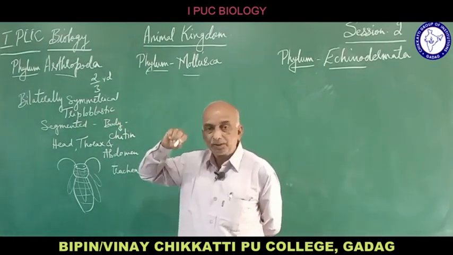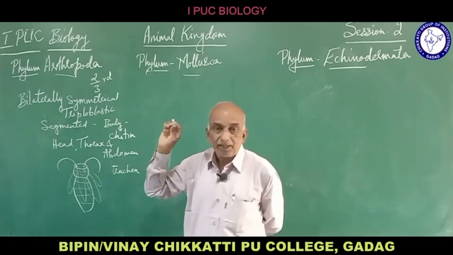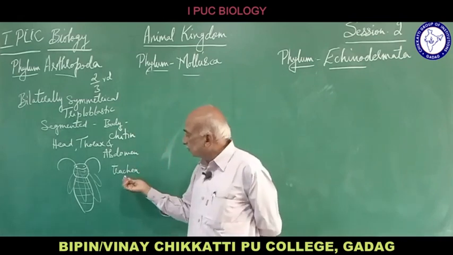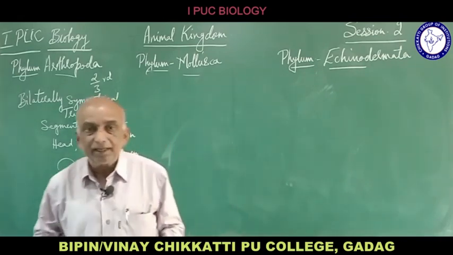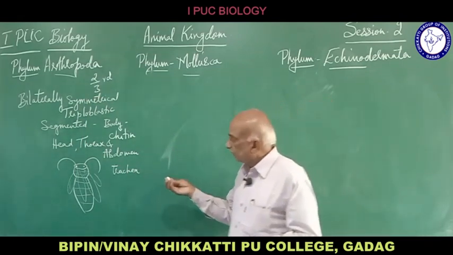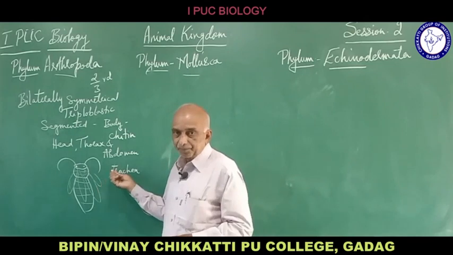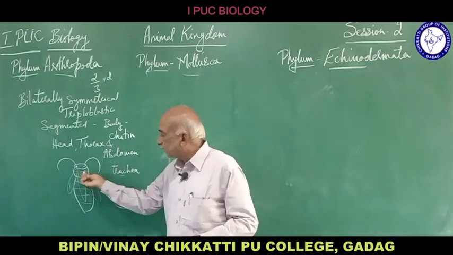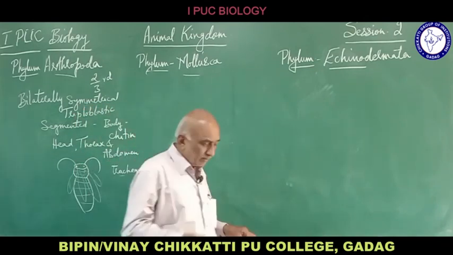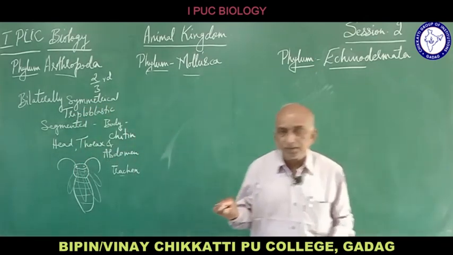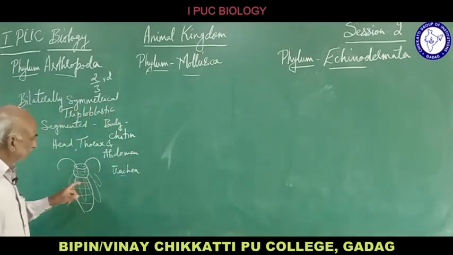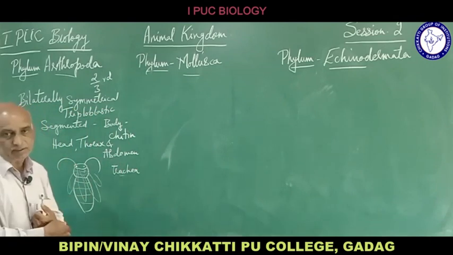Arthropods are found in both land and water. There are animals living in water, and there are animals living on land. So usually the aquatic animals have gills, and some have book lungs, and especially the terrestrial animals have trachea. For example, the cockroach is having trachea. Trachea is a branched tubular system in which the respiration takes place.